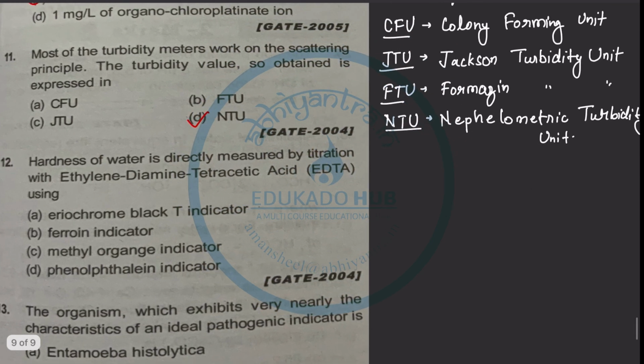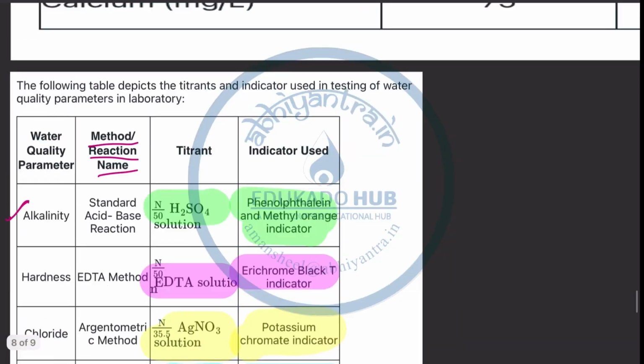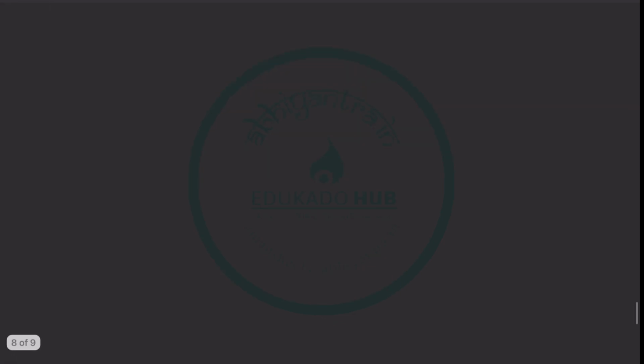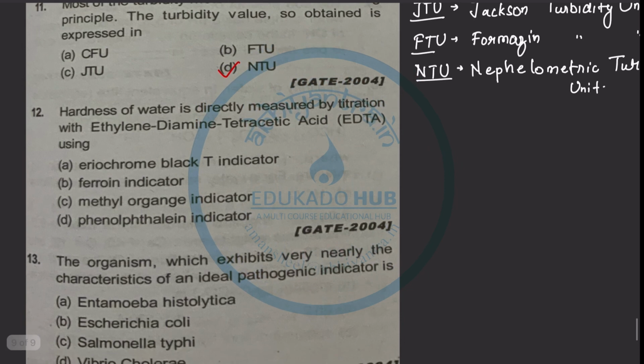Next question is, hardness of water is directly measured by titration with ethylene diamine tetraacetic acid, EDTA, using. So just now we have read that, EDTA with Eriochrome Black T indicator. So we have the option Eriochrome Black T, option A. So for hardness, the titrant will be EDTA and the indicator will be Eriochrome Black T.